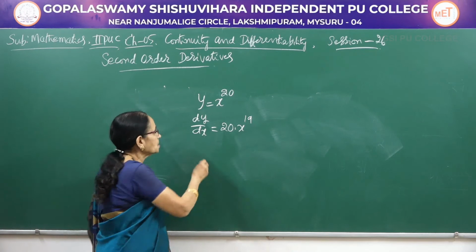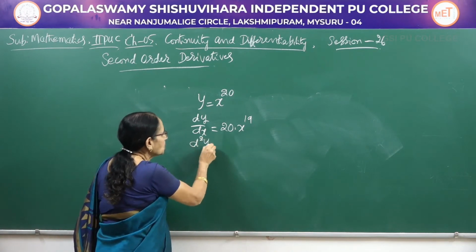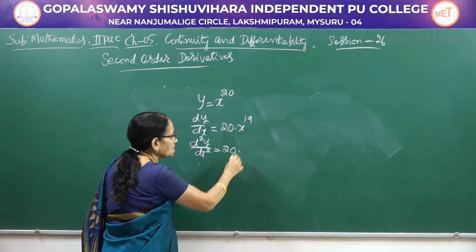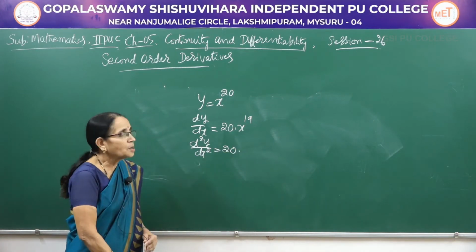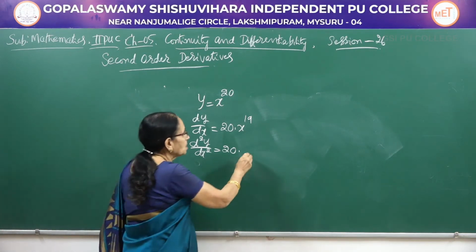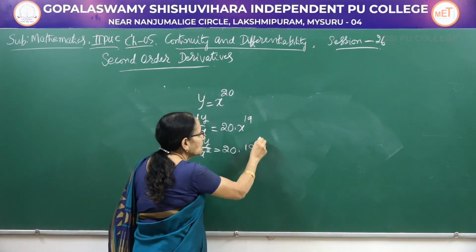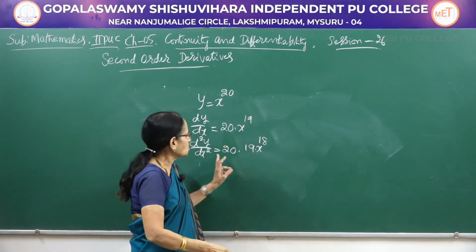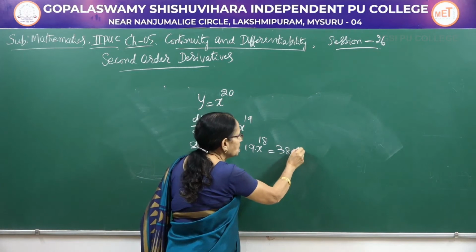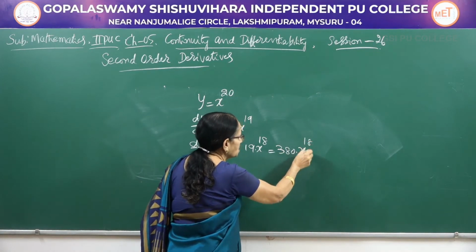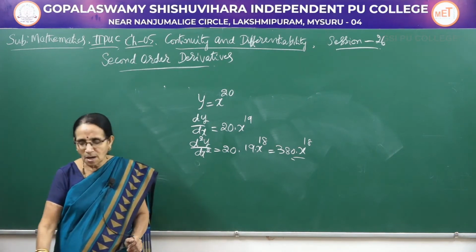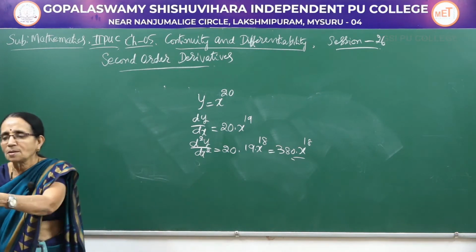Now for the second derivative, that is d square y by dx square, this would be equal to, keep the 20 as it is, which is a constant, then differentiate x to the power 19. What's the derivative? It is 19 into x to the power 18. So multiply 20 into 19, that will be 380 into x to the power 18. Such simple problems, you can expect for a 1 mark question, not more than that.